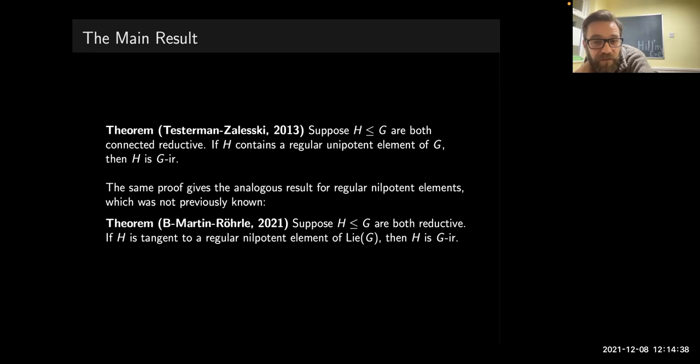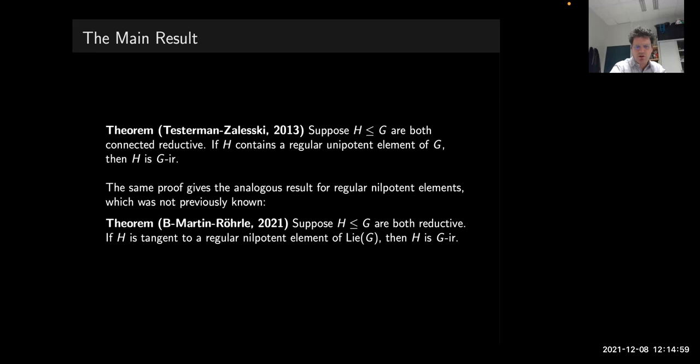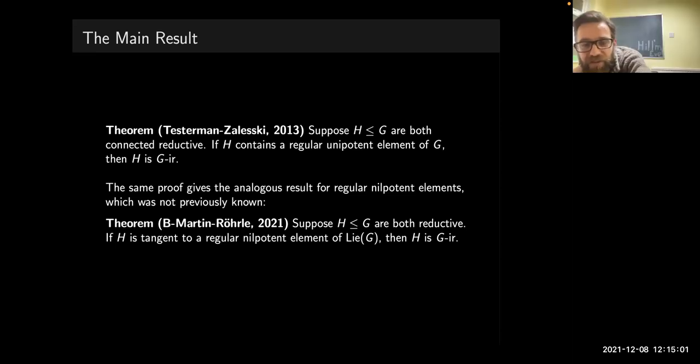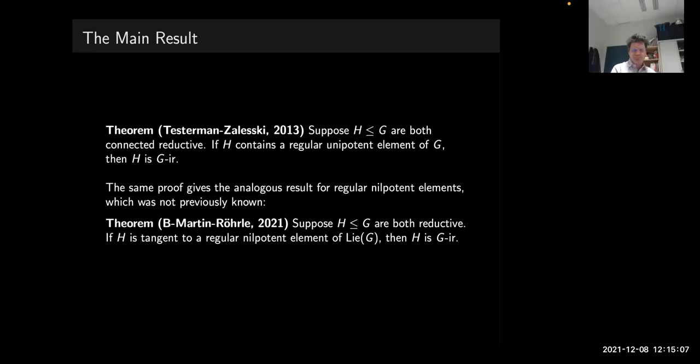gives the analogous result for regular nilpotent elements of the Lie algebra, and I think this is a brand new result. It's the same statement, but instead of requiring the subgroup H to contain a regular unipotent, you require it to be, well, tangent to a regular nilpotent. Sorry, what do you mean by tangent to a regular? Okay, I mean if its Lie algebra contains a regular. Okay, thank you. Yeah.